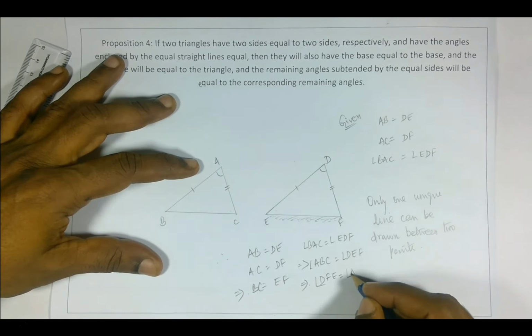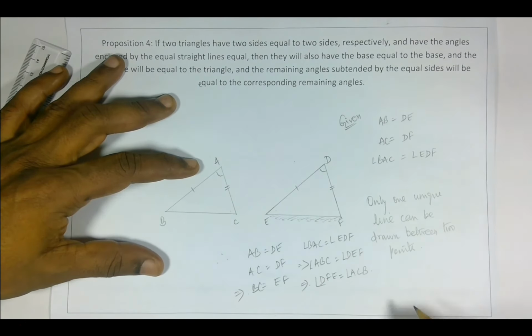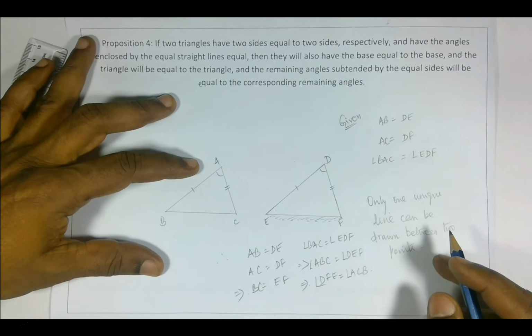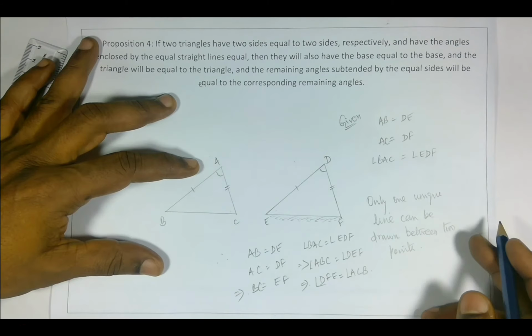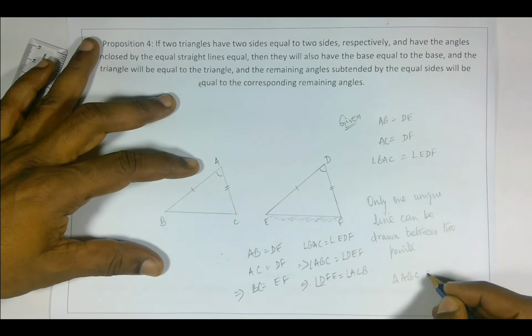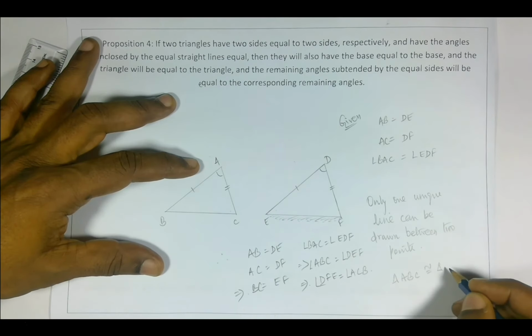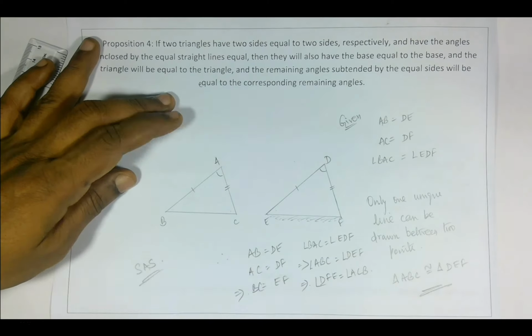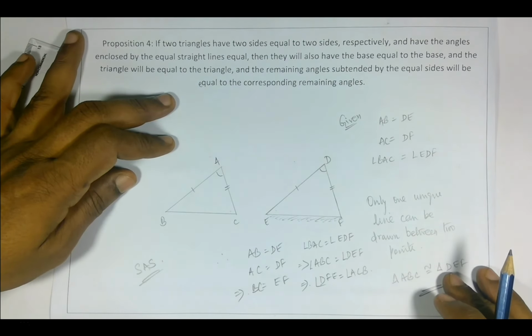angle ACB. So that's why we say, see, in the proposition Euclid says the triangle will be equal to the other triangle. Here now we say, we don't talk of being equal, we say triangle ABC is congruent to triangle DEF. So this is nothing but your side angle side. So that is proposition 4.